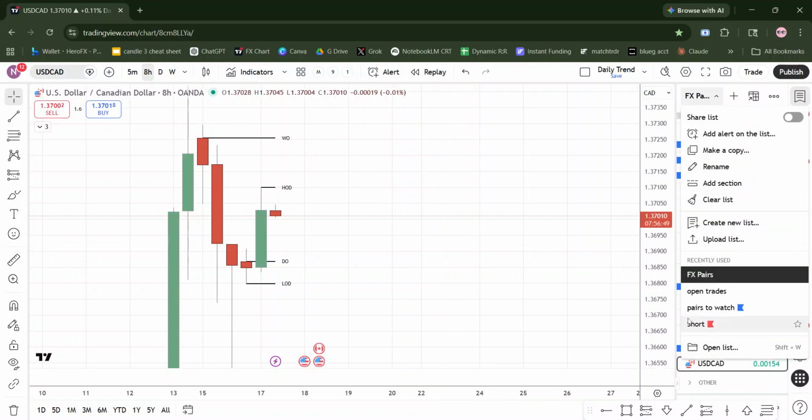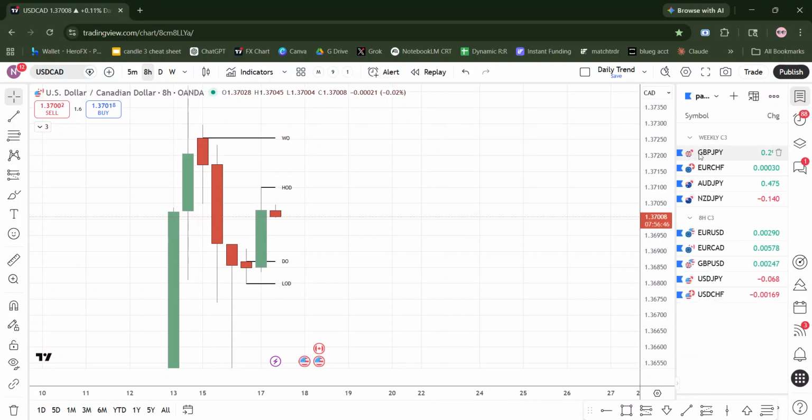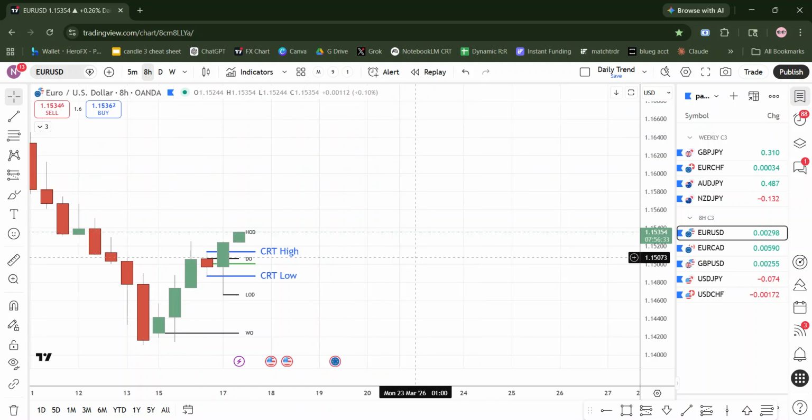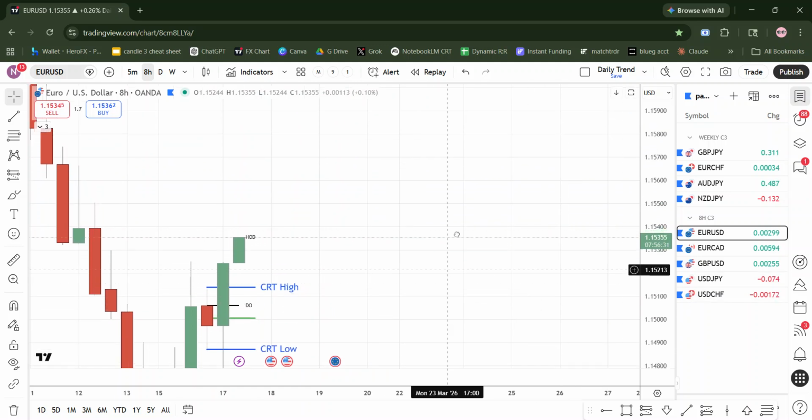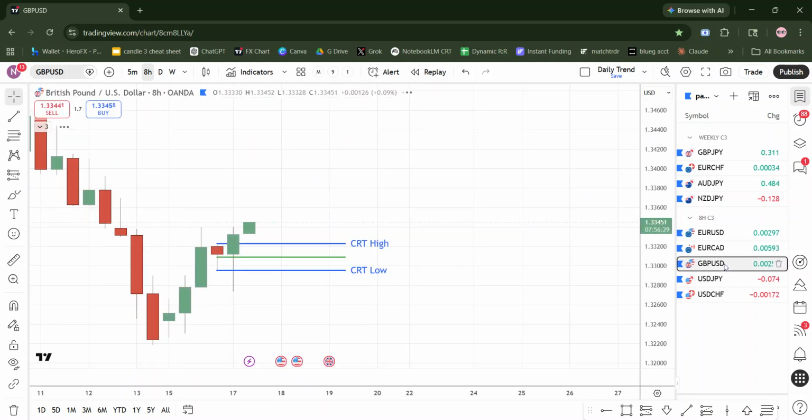Okay, so our watch list so far is, let's see, and I try to delineate. AJ was weekly, NJ is still weekly, Euro Swiss was weekly long, GJ was weekly short. So the main ones I'm looking at for the 8 hour are Euro dollar long, which is already going. Look at that, pound dollar's already taken off.